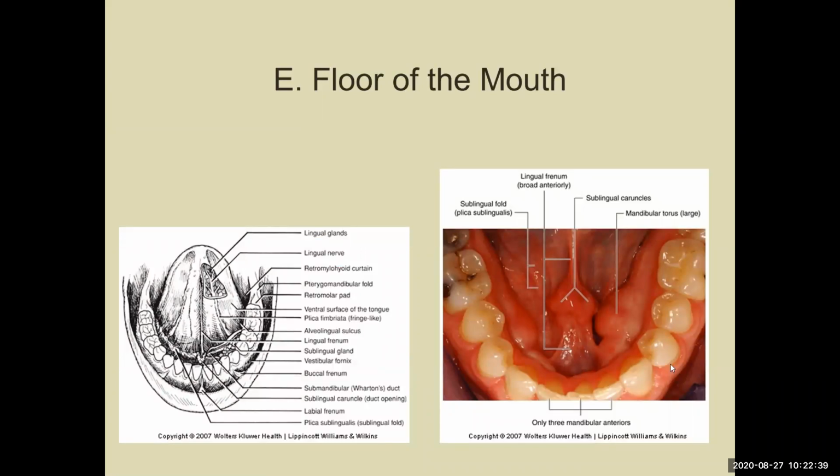And just another picture of the floor of the mouth. So we've got the same structures. This is a really more pronounced caruncle, tongue up to the roof of the mouth. You've got your sublingual caruncle here, your frenum here. Okay, this is more of the frenum that broadens out.